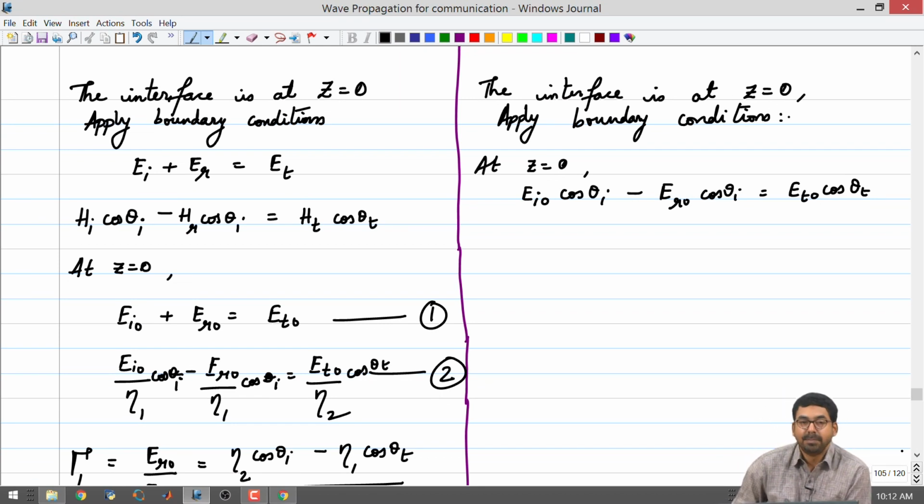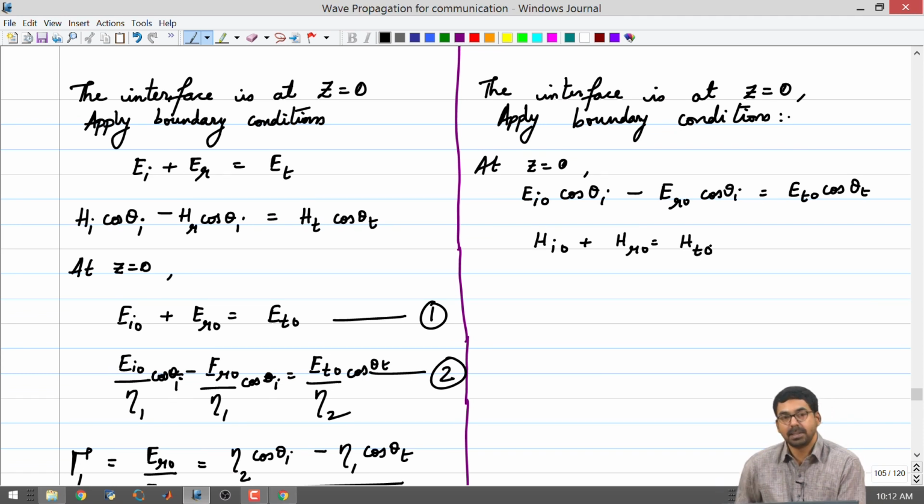And in the case of the magnetic field, in this configuration, the magnetic field is pointing out of the plane. So, whatever magnetic field you have is going to be tangential. So, the boundary condition corresponding to the magnetic field is simply going to be Hi naught plus Hr naught is equal to Ht naught. The plus sign is simply because the magnetic field does not flip its direction. So, the net magnetic field vector is still pointing out of the plane on the left side and on the right side.